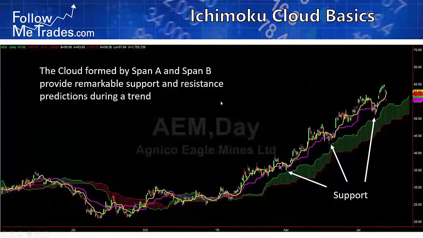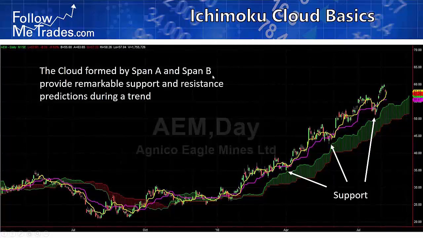Okay. Once the trend gets going, the cloud formed between span A and B, the Kumo, can provide uncanny support and resistance predictions during the trend. And you can see how price pulls back to the cloud. Sometimes it'll even come into it, right? But it is predicting with a great deal of accuracy where the support and resistance are going to be. And that's super helpful, I think.